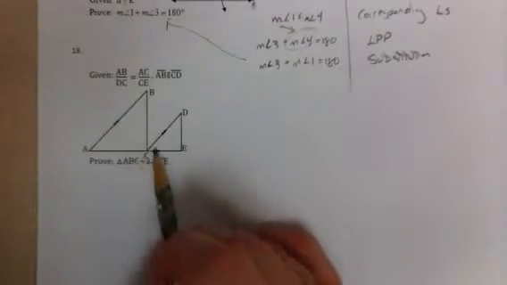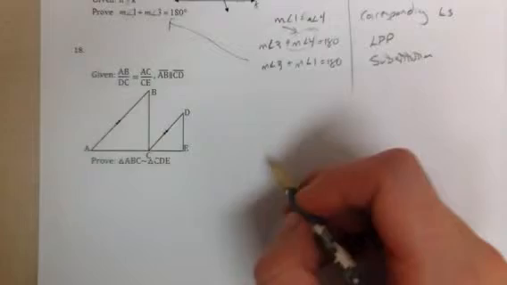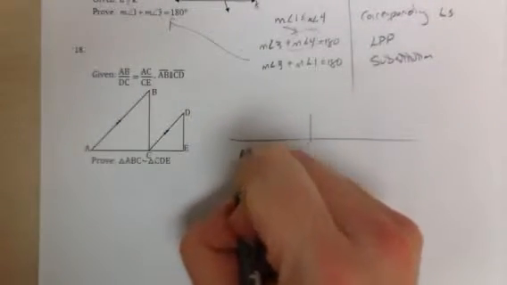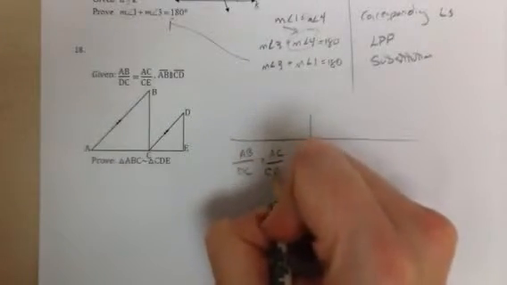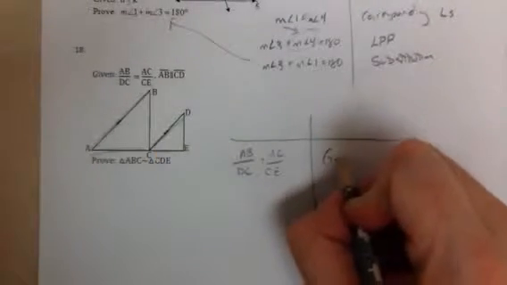18 is a proof as well, but this is a proof involving similar triangles. They're giving you some things and they want you to prove that these two triangles are similar. So, again, we're starting with what's given. We know that AB over DC equals AC over CE. So we know that this side and this side are in the same proportion as this side and this side, right? That's given. We're also given that AB is parallel to segment CD.